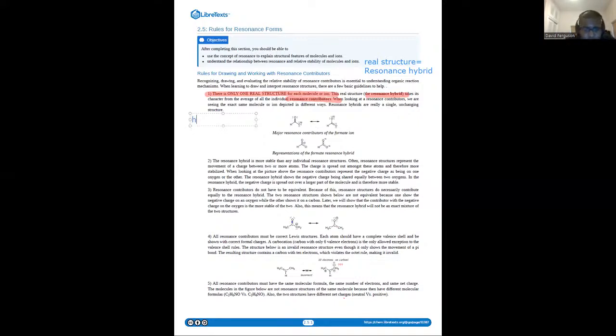And then this hybrid is based on contributors. Those contributors are Lewis dot structures. Let's just say Lewis dot structures. There we go. Let's make this a tad bit smaller. That's the first annotation right there. So let's keep reading.